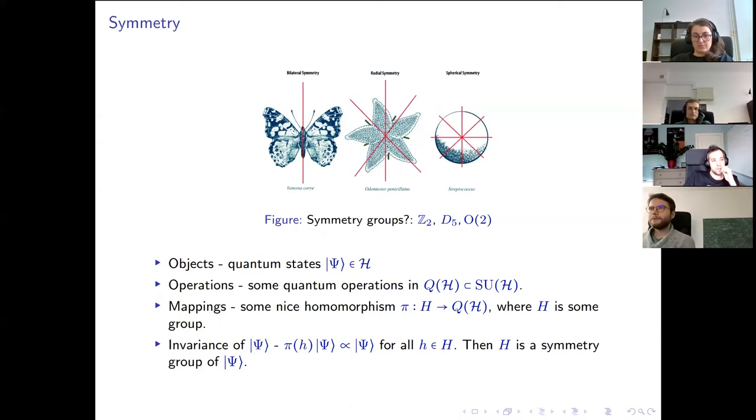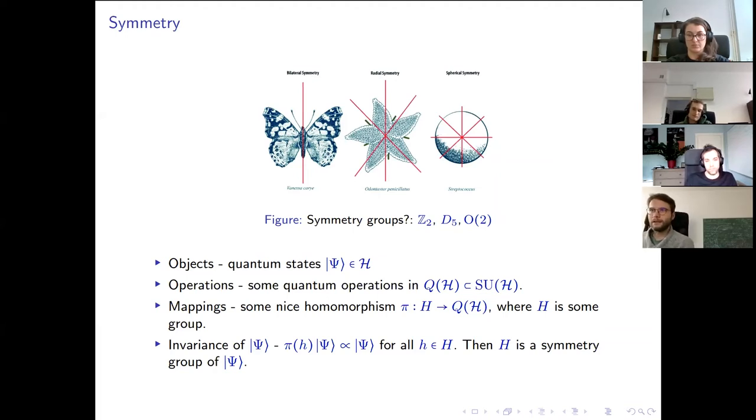In our setting, we won't be dealing with animals or geometrical symmetries. We will be dealing with quantum states, which belong to some Hilbert space. These are our objects, and our operations of interest are quantum operations. At this moment, let's say this is some subset of SU. The mappings are homomorphisms from some group to this group of quantum operations. So we are in fact interested in linear representations of groups, right? If I have a homomorphism like this, then of course it gives me a representation.